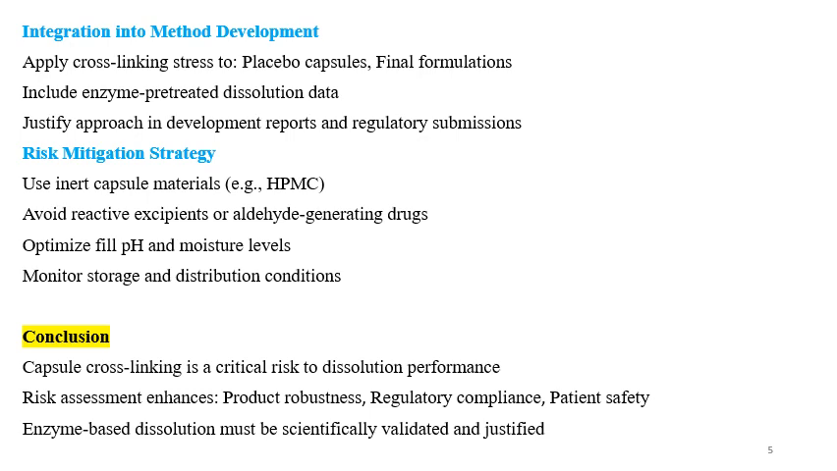Risk mitigation strategy. Use alternative capsule materials like HPMC capsules. You can check the dissolution with the formulation batches made with HPMC capsule shells in place of the hard gelatin capsule, because HPMC will not show the cross-linking. Avoid reactive excipients or aldehyde-generating drugs. Optimize fill pH and moisture levels. Monitor the storage and distribution conditions. These are the risk mitigation strategies. And if you find that the risk is there, then develop the method with enzymes.